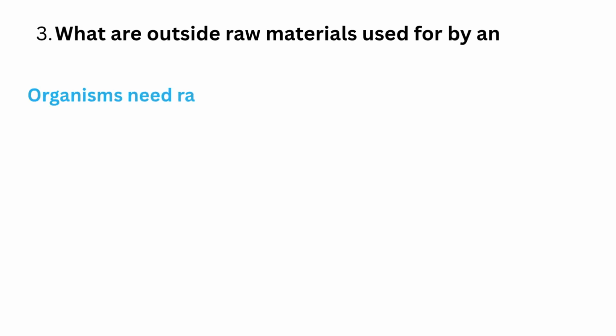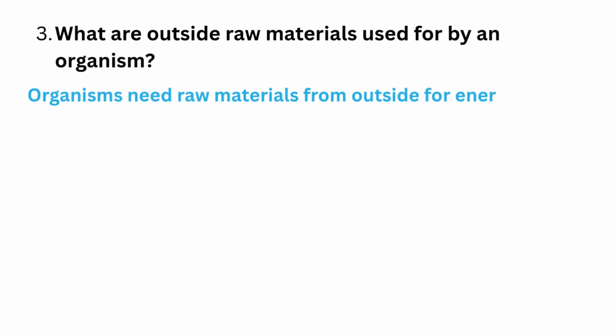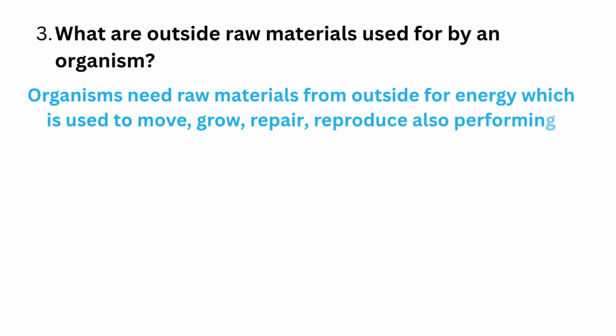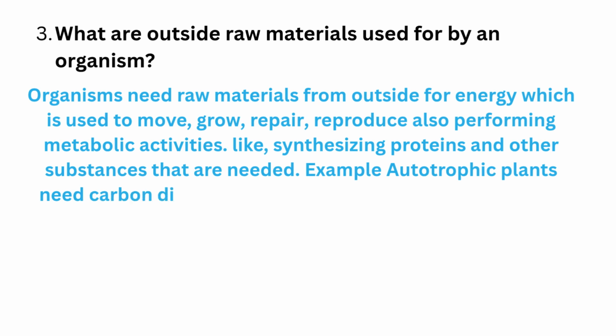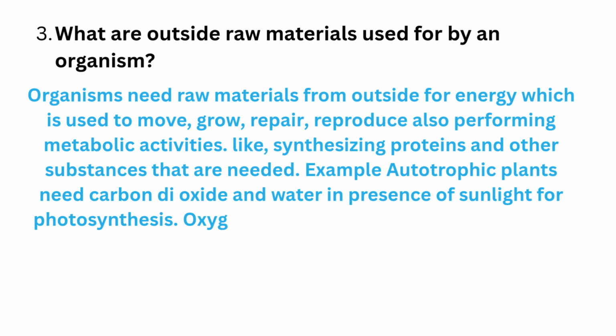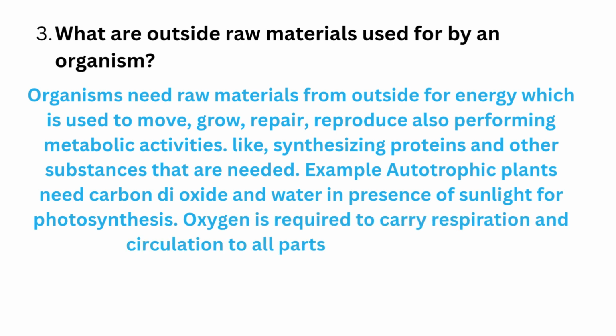What are outside raw materials used for by an organism? Organisms need raw materials from outside for energy, which is used to move, grow, repair, and reproduce. Also for performing metabolic activities, like synthesizing proteins and other substances that are needed. For example, autotrophic plants need carbon dioxide and water in the presence of sunlight for photosynthesis. Oxygen is required to carry out respiration and circulation to all parts of the organism.